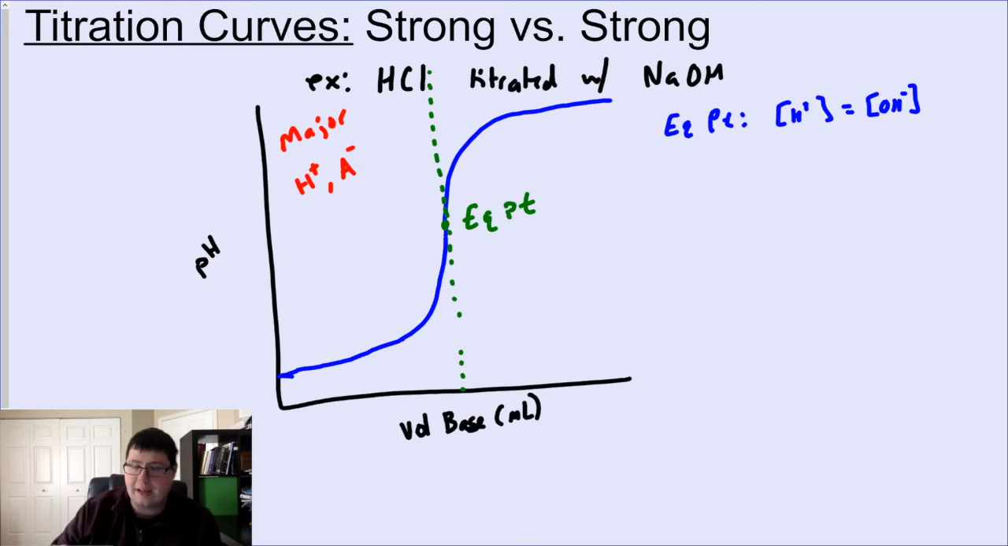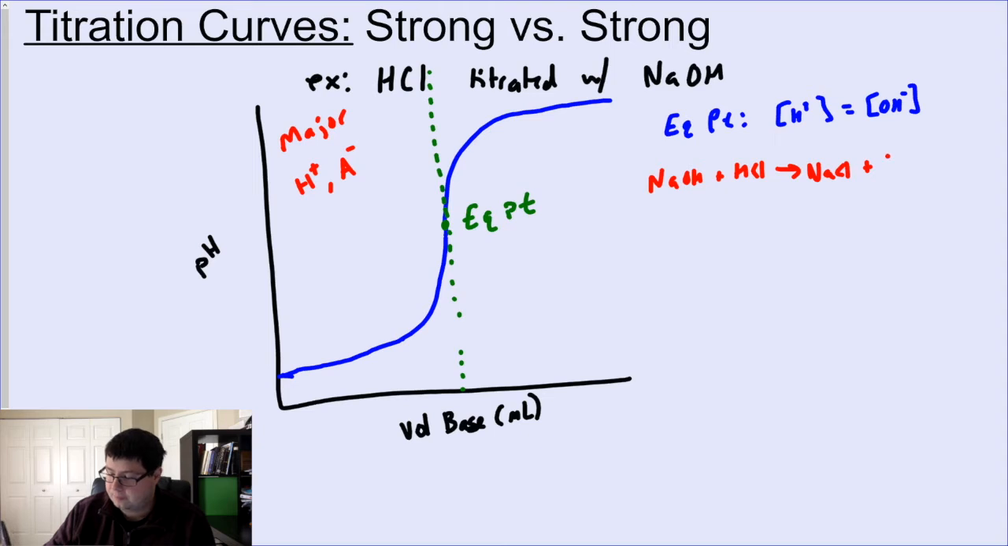Now, as I start adding base, that OH- from NaOH will react with my HCl. That's going to be a neutralization reaction and form NaCl plus water. So as I'm adding base, I'm slowly increasing the amount of Na+ that I'm going to have in solution. And at the equivalence point, I know that I'm not going to have any, or not a very significant amount, of H+ or OH- because all of this H+ will have now been consumed by the base.